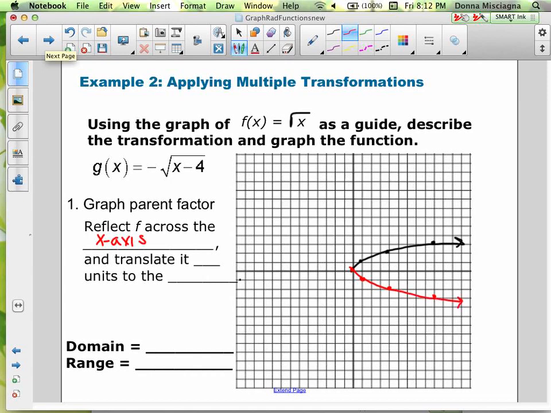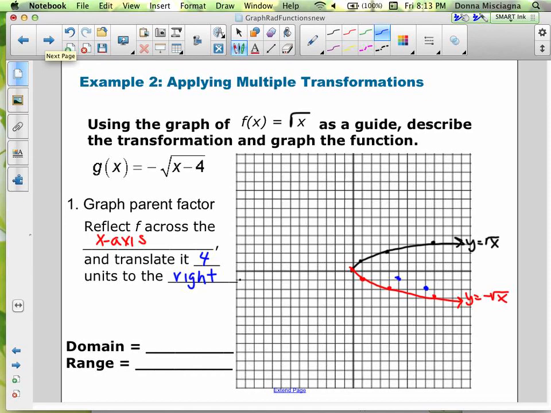So the black graph, of course, is y equals the square root of x. The red graph is y equals negative square root of x. But we want negative square root of x minus 4, which means the graph is moving to the right. So translate it 4 units to the right. You just take those nice big red points and move them all 4 to the right. 1, 2, 3, 4.